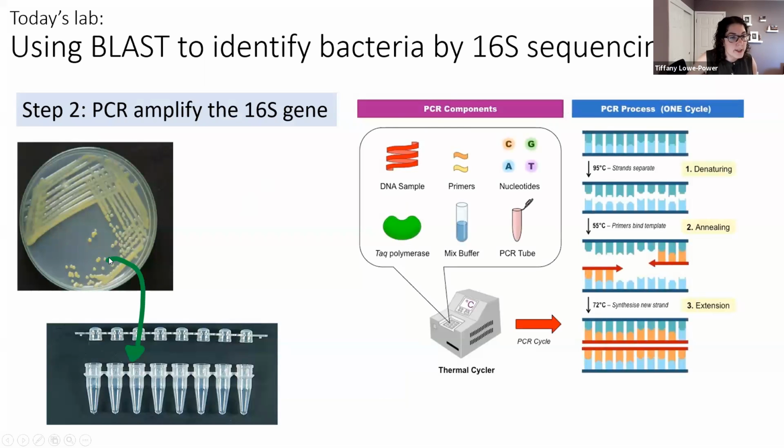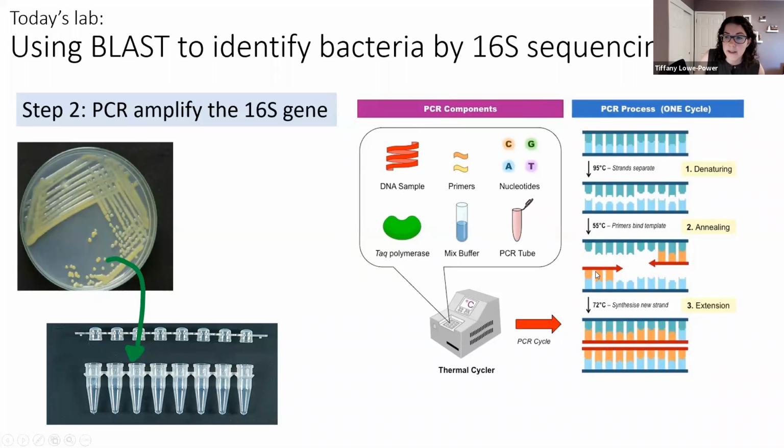And so once we have our single bacterial colony, what we're going to do is extract the genome from it and do a PCR reaction that amplifies its 16S gene. A PCR reaction helps you amplify specific DNA fragments. In your PCR mix, you put your genomic DNA, your DNA sample. You have primers, which are short pieces of DNA shown here in red.